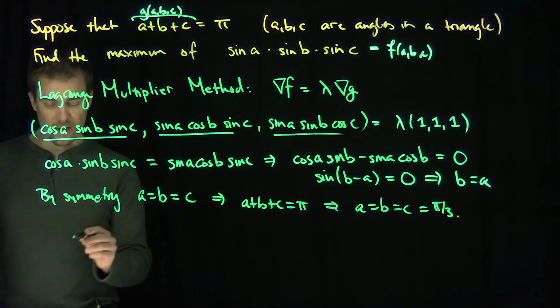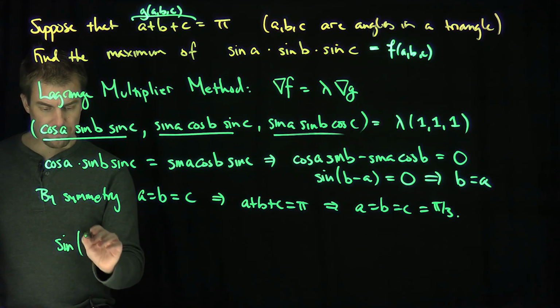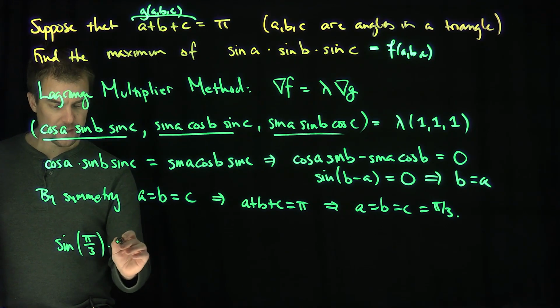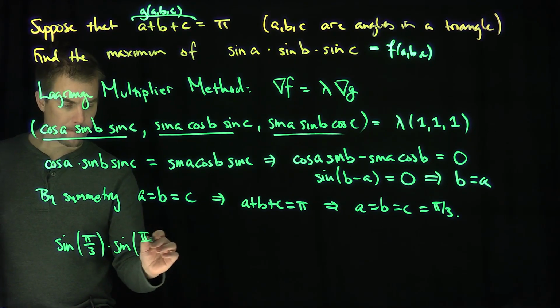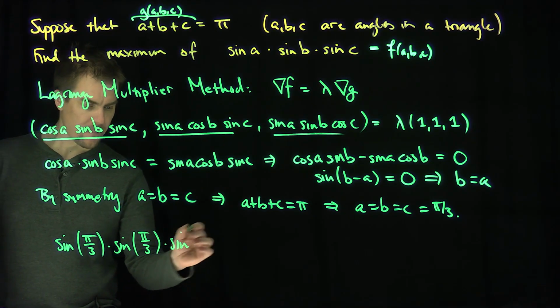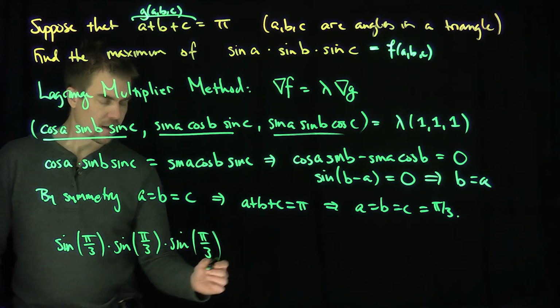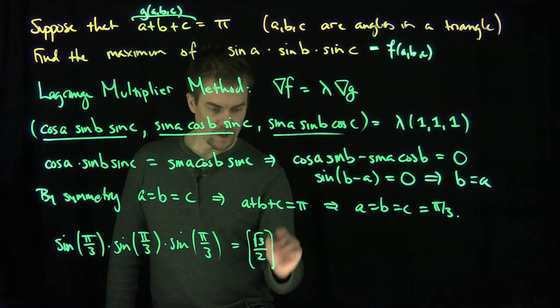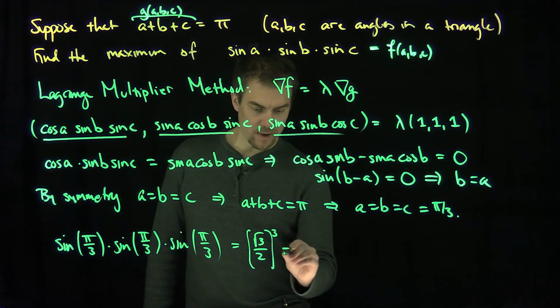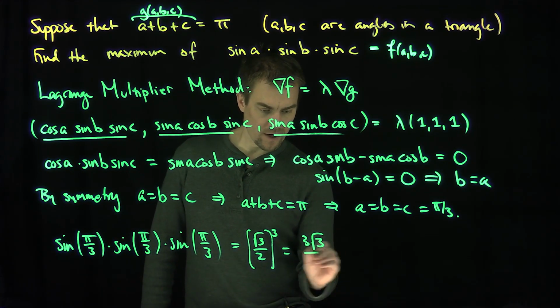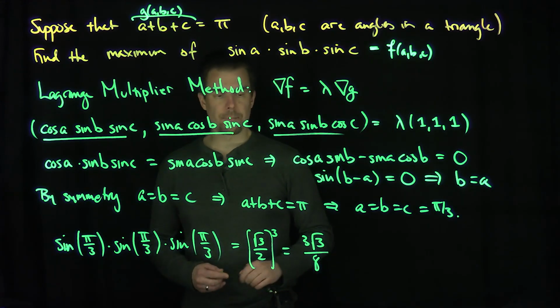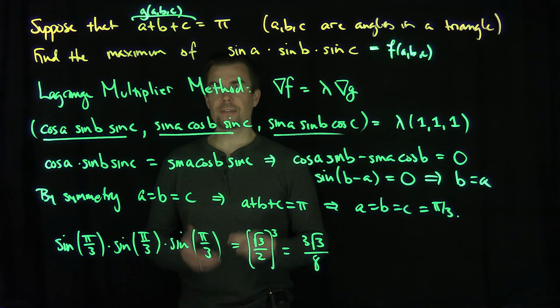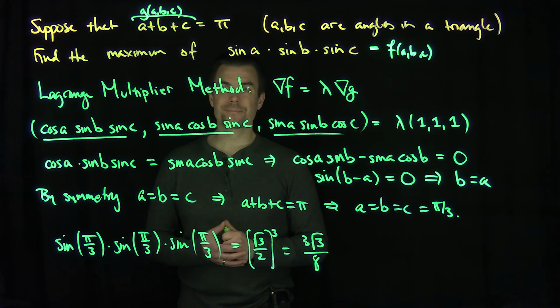And then what will the maximum value be? I'm going to have the sine of pi over 3 times the sine of pi over 3 times the sine of pi over 3. And so each of those things is root 3 over 2, so root 3 over 2 quantity cubed. And so that will be 3 root 3 over 8, which is your maximum value of this function if the angles add up to angles in a triangle. Thank you very much.